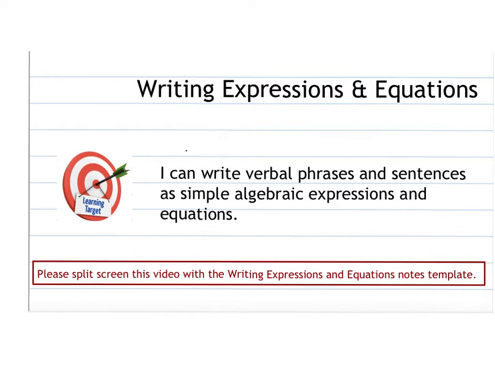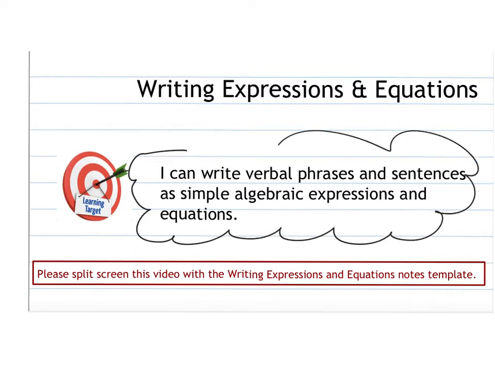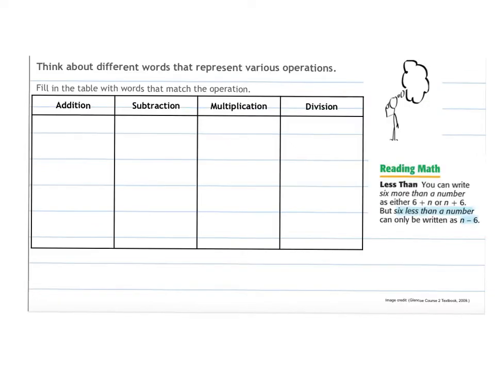Our learning target is being able to write verbal phrases and sentences as simple algebraic expressions and equations. Before we can write expressions and equations, we need to make sure we understand different words and how they represent different operations. I'm going to give you some words to fill in the table for each operation. But before I start, see if you can come up with at least one word, maybe two per operation, and write it down that represents that operation in a word instead of by the symbol.